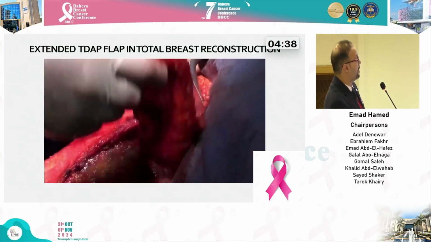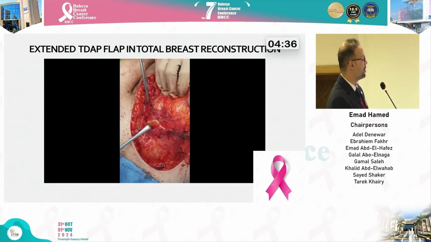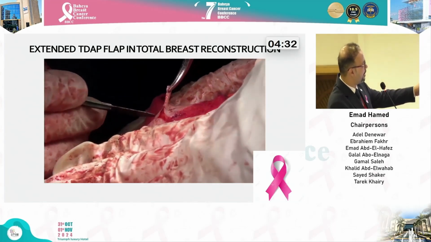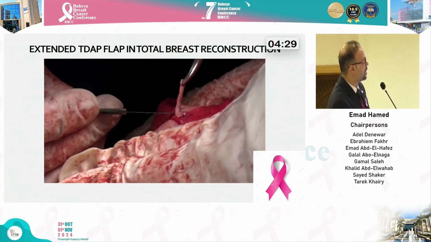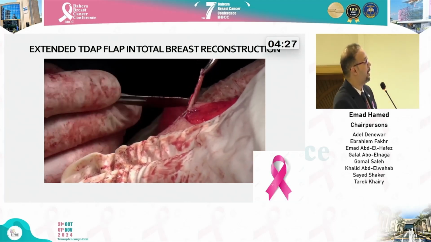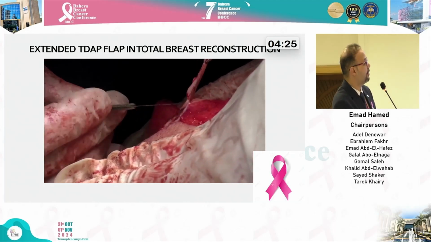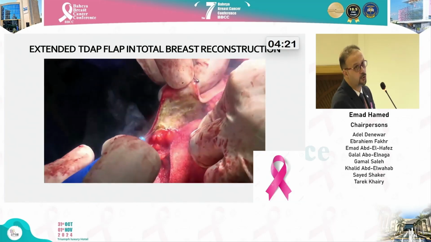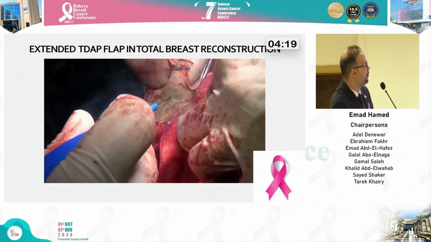Again, the key of success for such cases is the selection, and this is a lengthy pedicle to reconstruct the breast. And I leave a box of skin to be de-epithelialized at the end of the operation to ensure the vascularity of my flap.